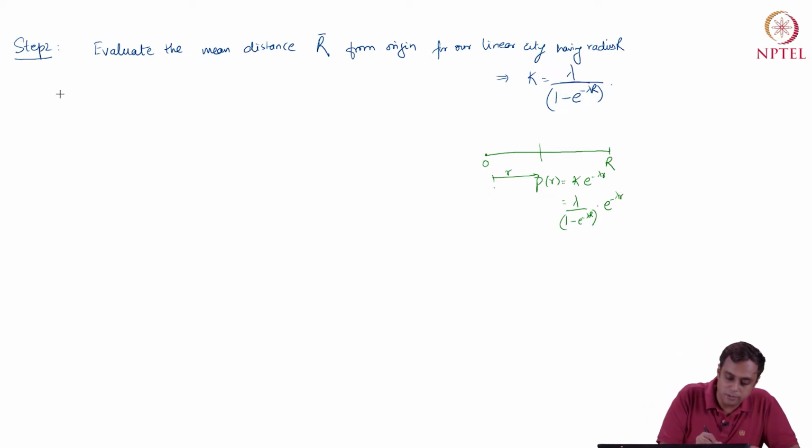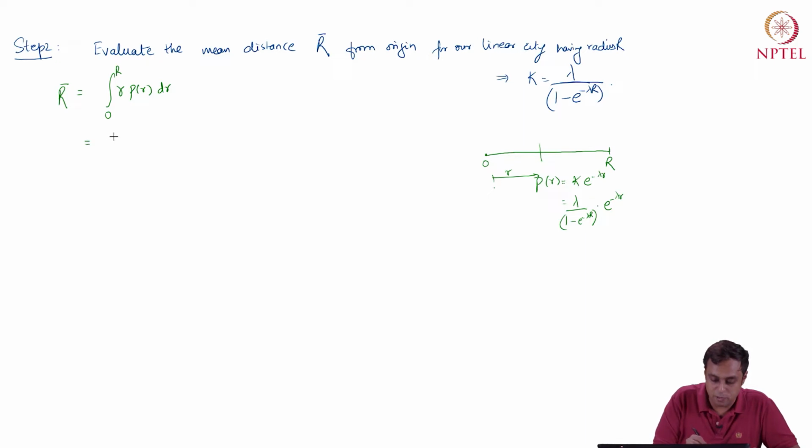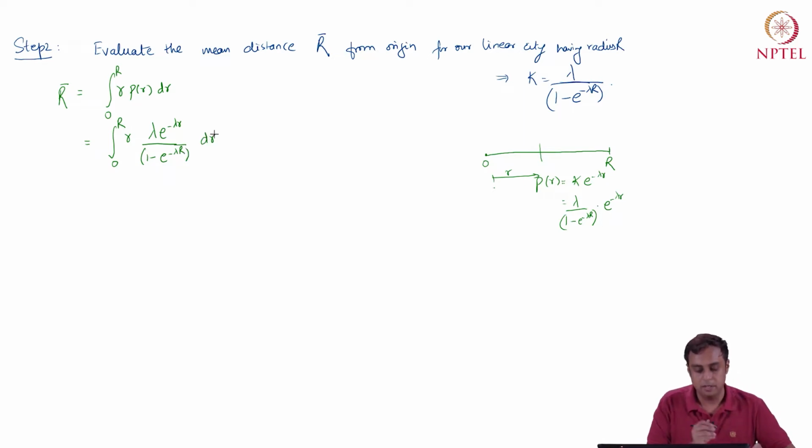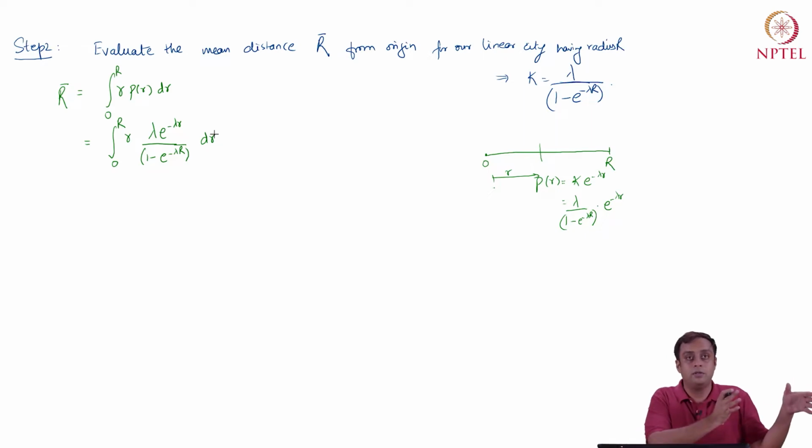So okay, let's move forward. So we have R bar, which is given as something we are very well aware of: integral from 0 to R of small r P(r) dr. And I'm going to write down P(r) as lambda e to the power minus lambda small r over 1 minus e to the power minus lambda capital R, dr. I'm going to take everything that is not a function of small r, which is the variable over which we are integrating, outside the integration.